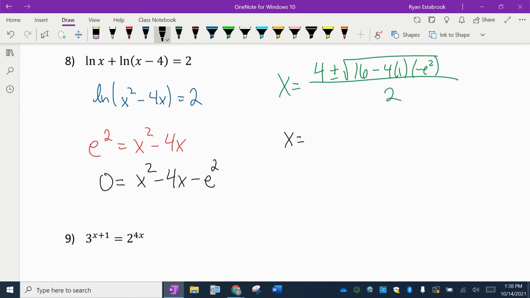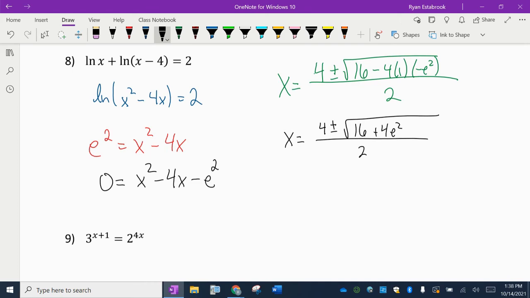So x equals 4 plus or minus all over 2, but now the square root. 16. What do you get when you multiply all of this back stuff that I have highlighted in pink? What is negative 4 times 1 times negative e squared? 4e squared. And it's positive now, right? So plus 4e squared. And while this looks pretty good, it still isn't quite done.